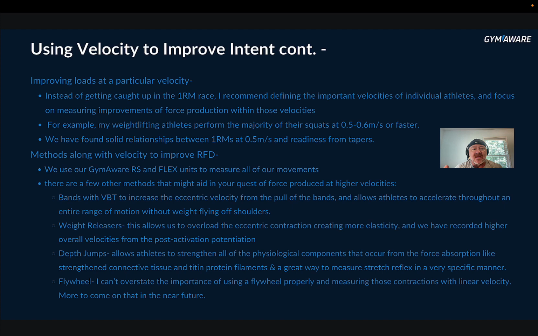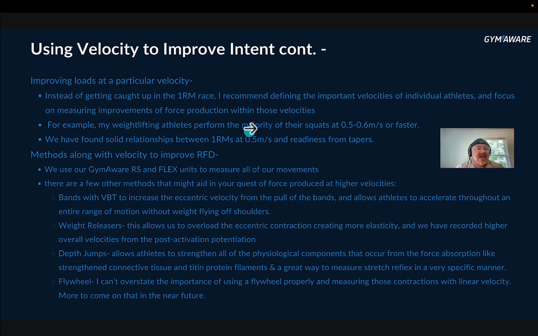For example, my weightlifting athletes perform the majority of their squats somewhere between 0.5 and 0.6 meters per second or faster, even though most 1RM back squats are going to be between 0.16 and 0.3 meters per second. I just don't want to get there, because the adaptations required that allow an athlete to move at that slow of a grind are not the adaptations I need to move at a high rate.